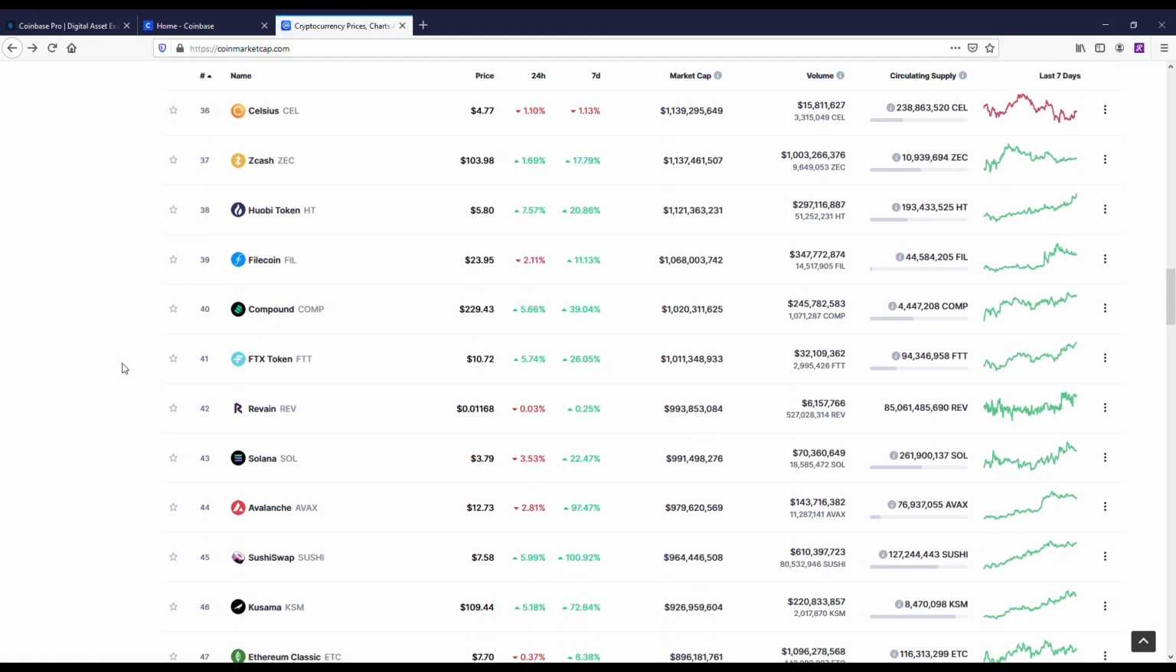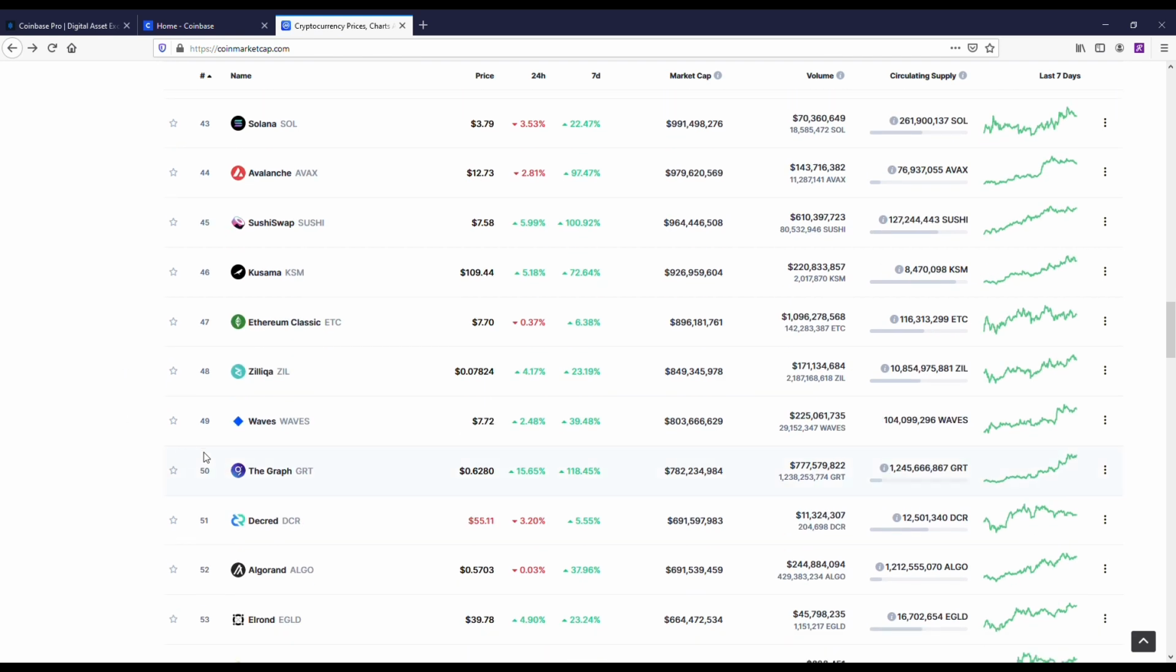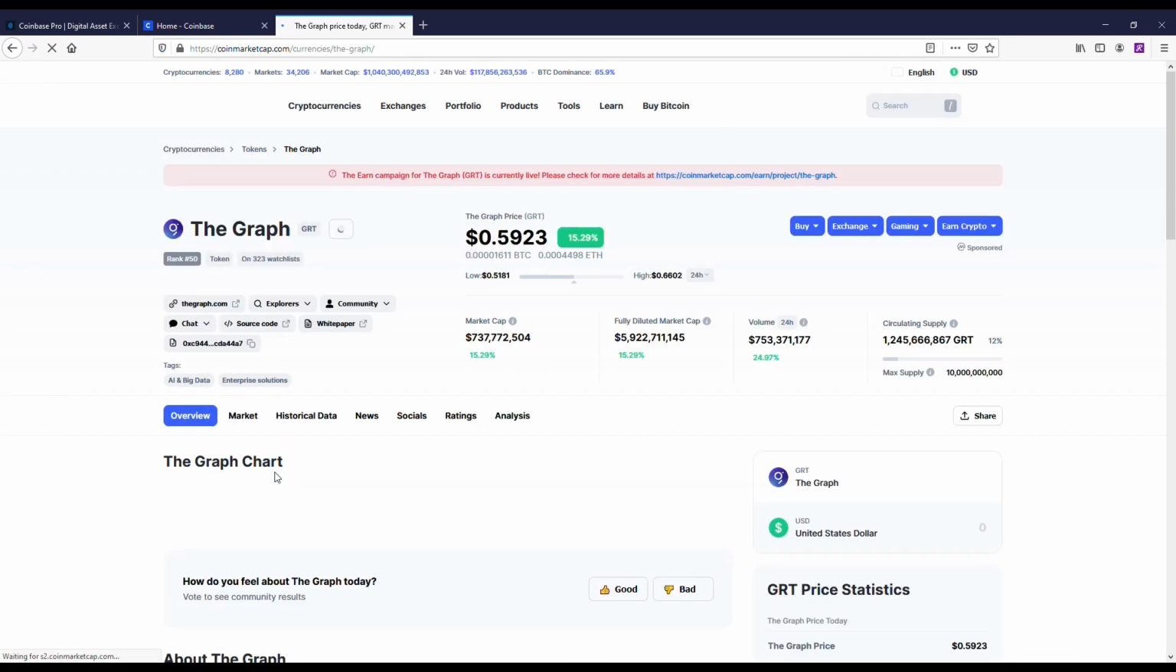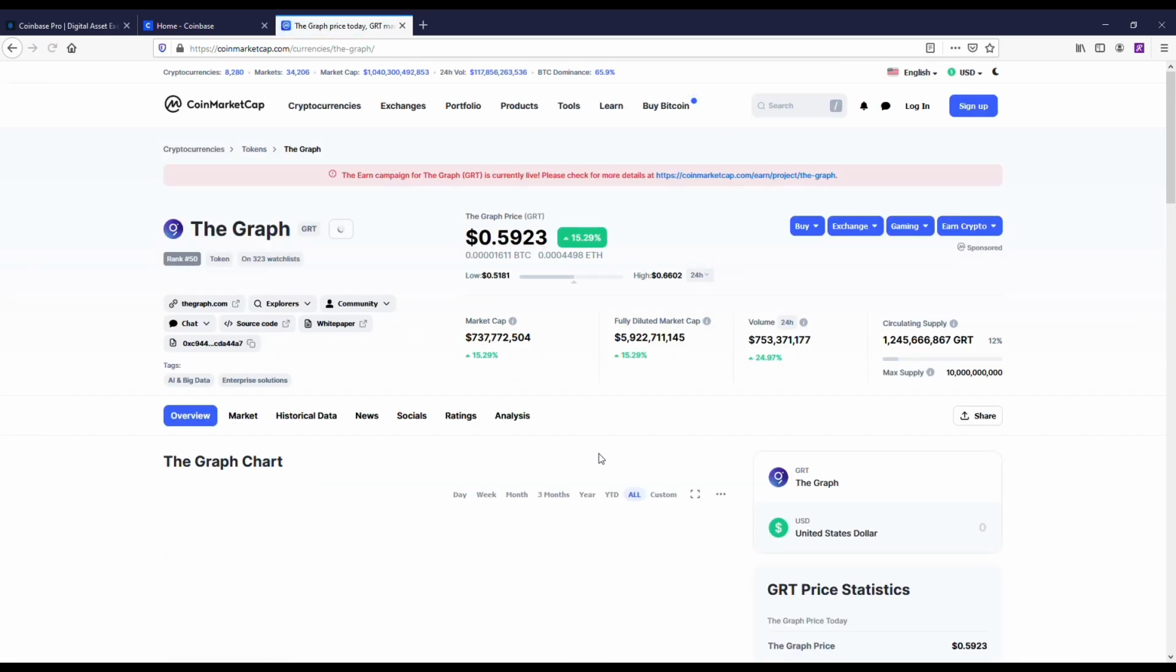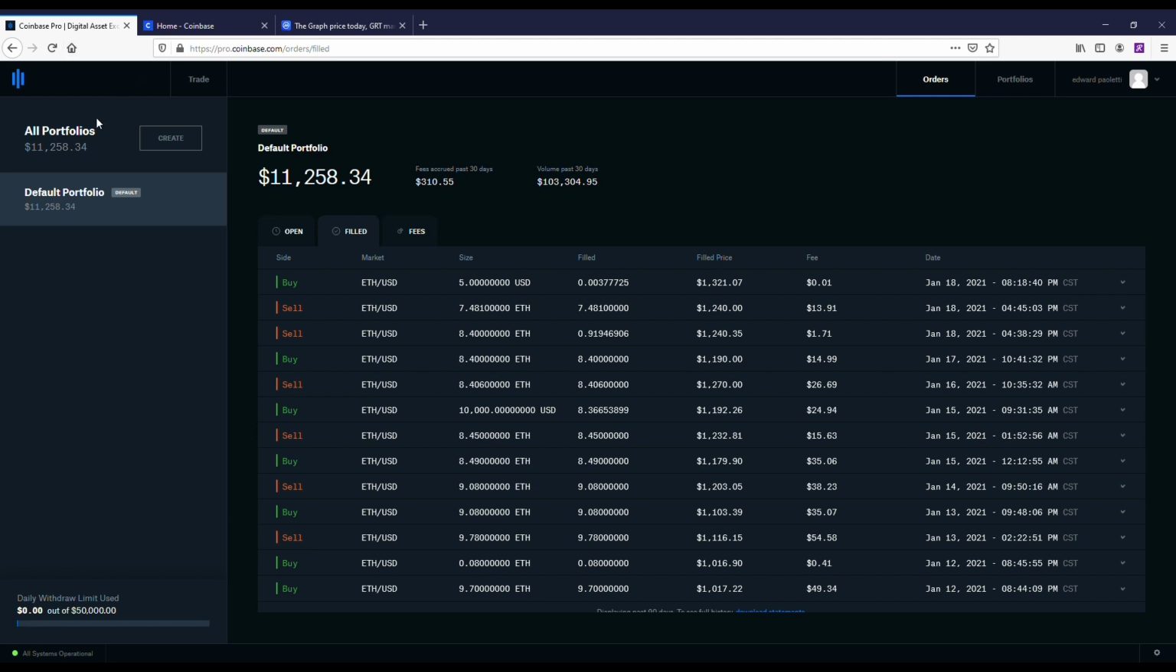Then the last one, and it's a little bit of a newer one, but there is so much hype around it, The Graph, GRT. Now, this coin is being compared to the Google of crypto coins. It indexes different blockchains, and it's kind of like the search engine for crypto, you know what I mean? So check that one out, learn a little bit about it.